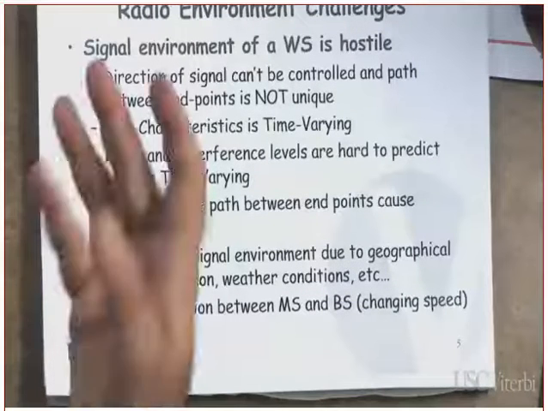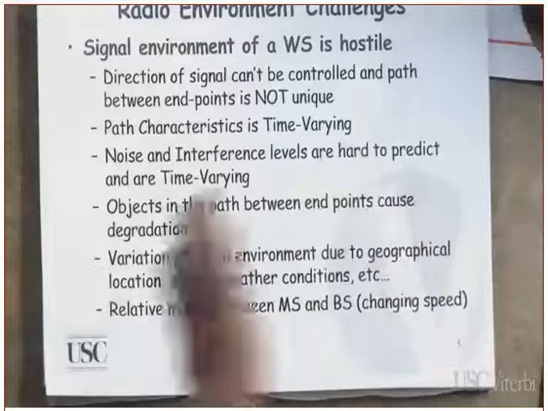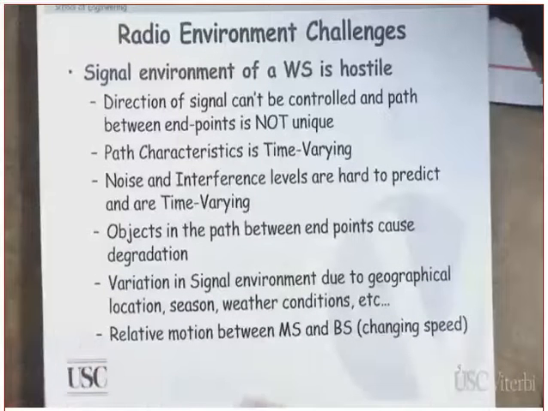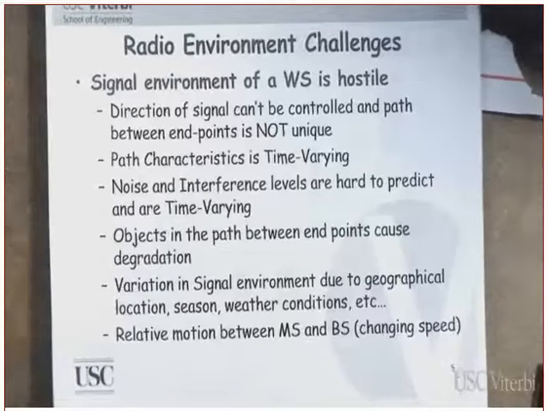Now, the environment. Where are we going to send these signals? We are going to send them over a wireless channel. That wireless channel, is it benign or is it severe? An example of a benign channel is a satellite channel. Why? Because with a satellite, you are going to point your transmitter to what?